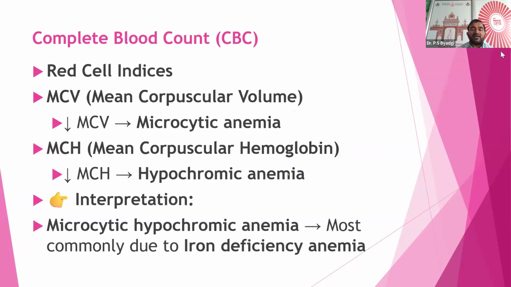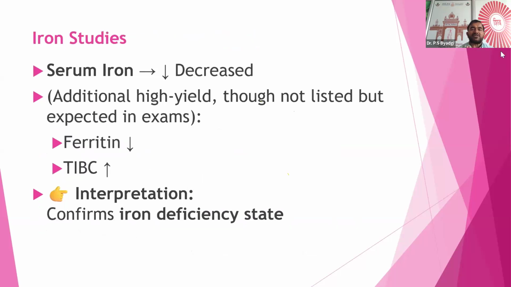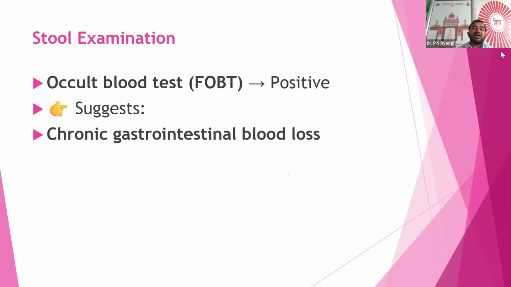When a complete blood count was done for this particular patient, it was noted that the mean corpuscular volume was decreased, and the MCH, mean corpuscular hemoglobin, has also decreased. So it is most likely iron deficiency anemia. The serum iron is also decreased. The ferritin level, as I mentioned earlier, is very, very important: TIBC is increased and the serum ferritin level is decreased.